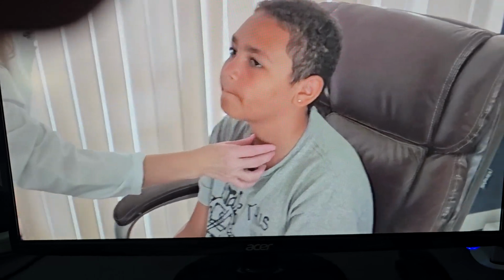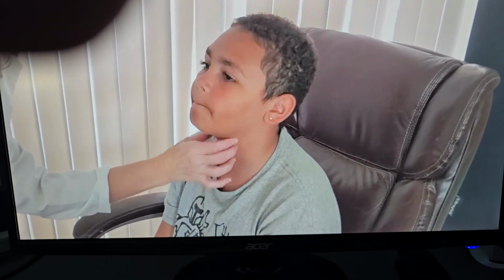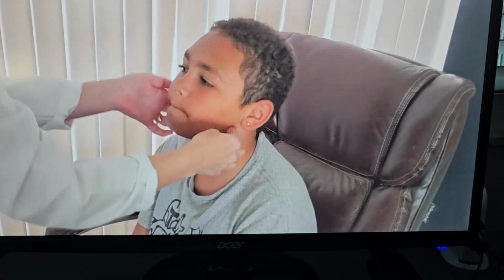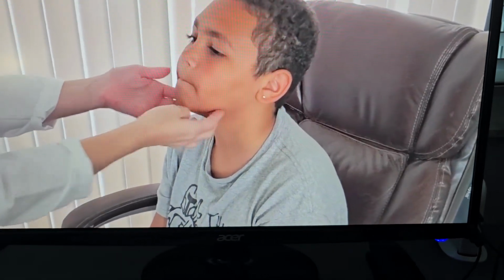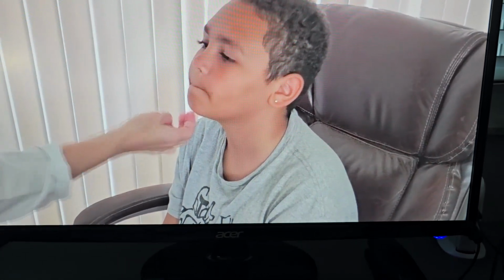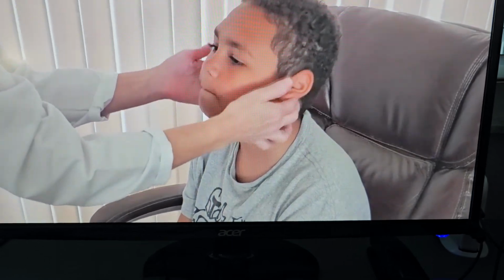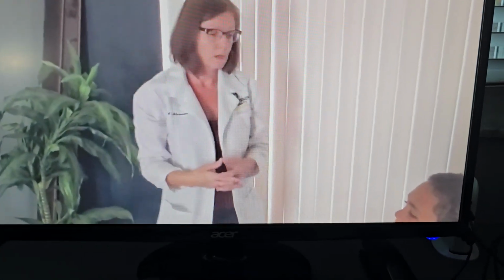Then I'm going to grab his neck again, anterior cervical nodes. Okay. Tonsillar nodes, submandibular nodes, submental, preauricular, and postauricular. At this time, Patrick does not have any swollen or palpable nodes.